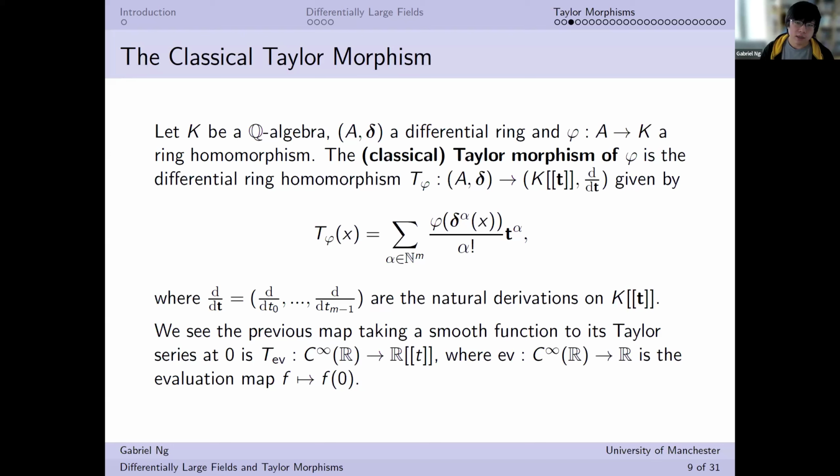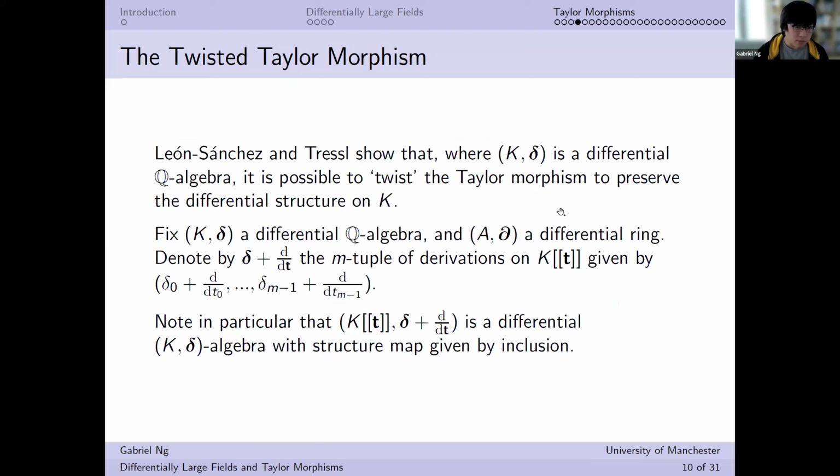Okay. So the problem which Leon Sanchez and Tressel encountered with using this is that if we already have a derivation on K, then this K double bracket t d by dt is not naturally a differential K algebra because, for instance, K is constant in this ring. So it turns out that it is possible to construct some twisting of this Taylor morphism, which allows you to preserve this differential structure on K.